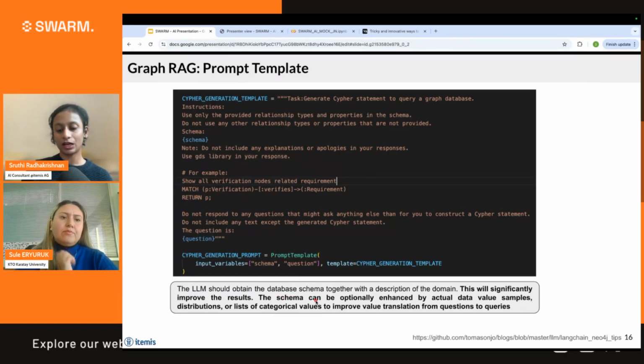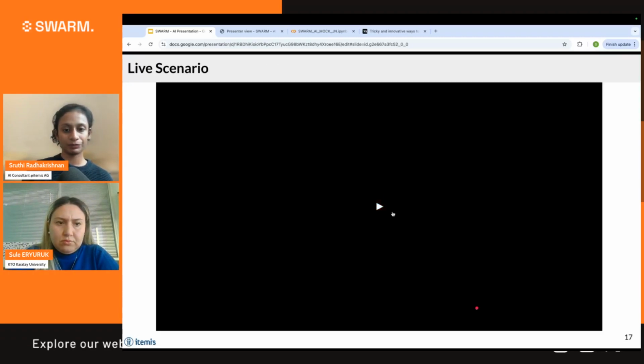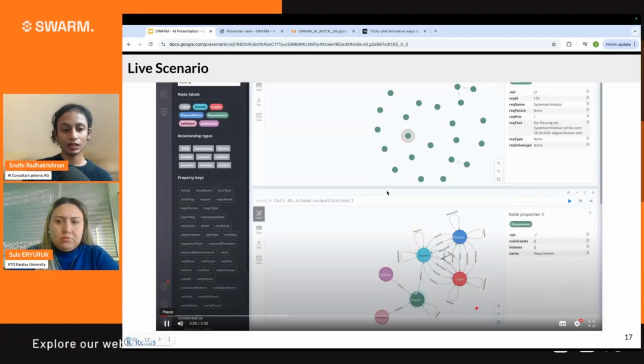One of the tips that comes handy directly from the LangChain Neo4j effort to make this happen is that it can be really enhanced if you know the distribution of the data and the value that the question needs to be answered based on the schema. So you can include and exclude what to use from the schema that is extracted from Neo4j. So this is a sample template, and then let's see the live scenario.